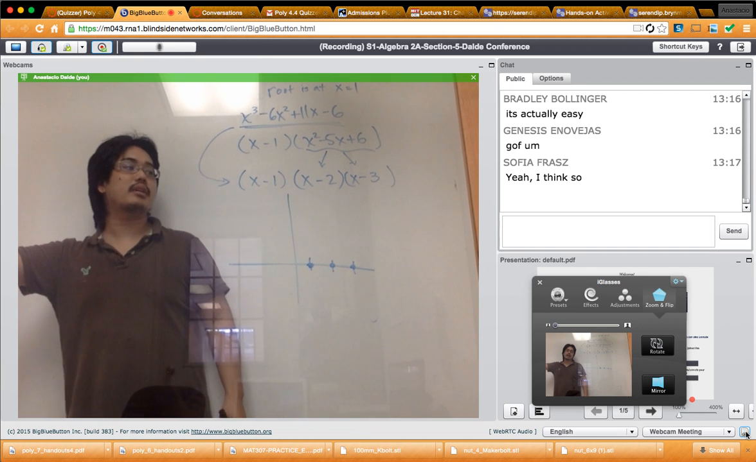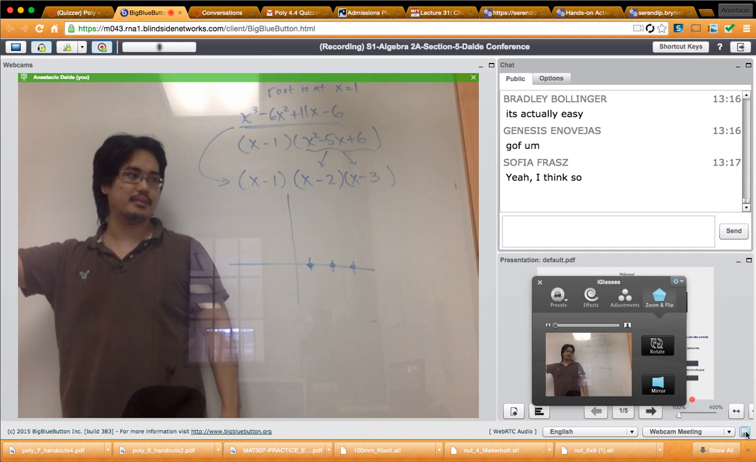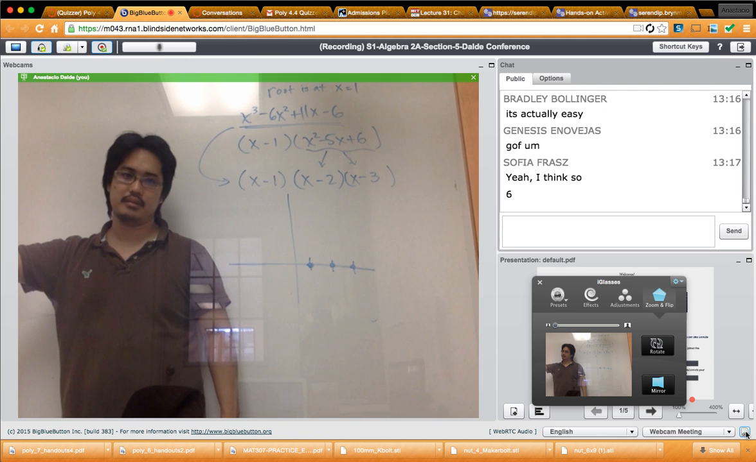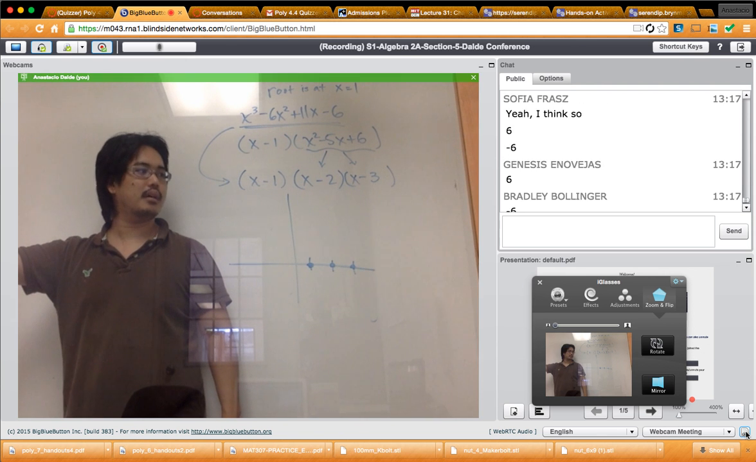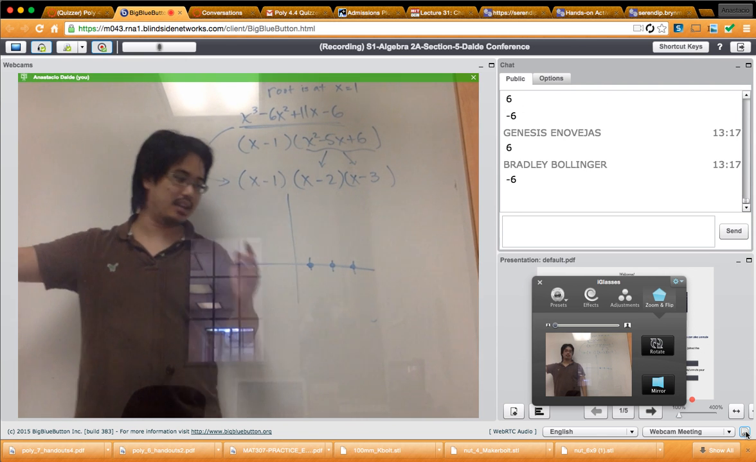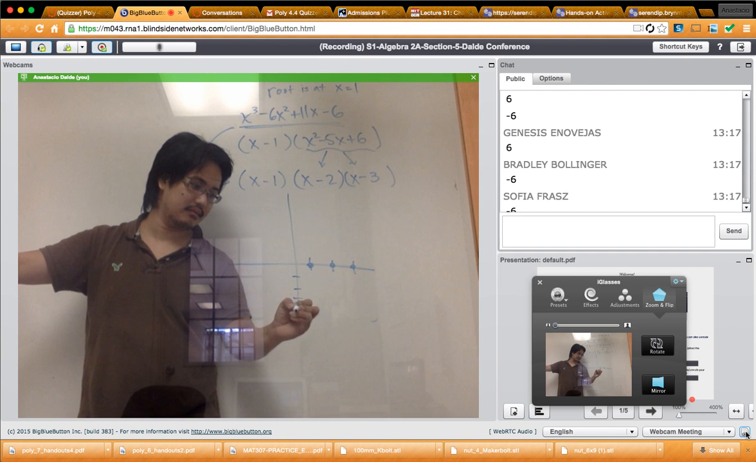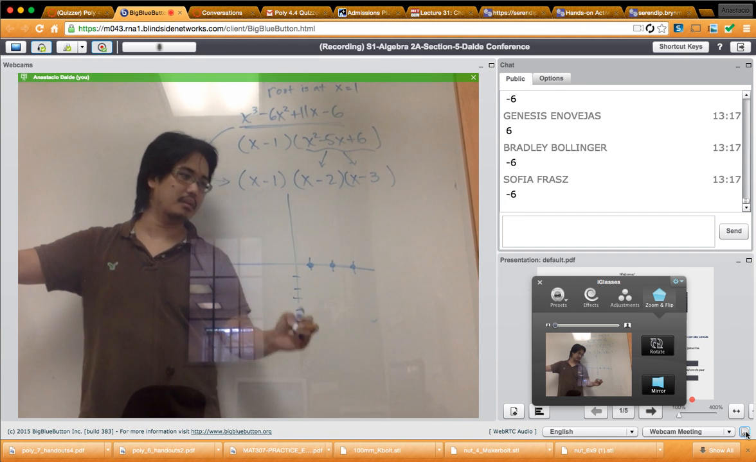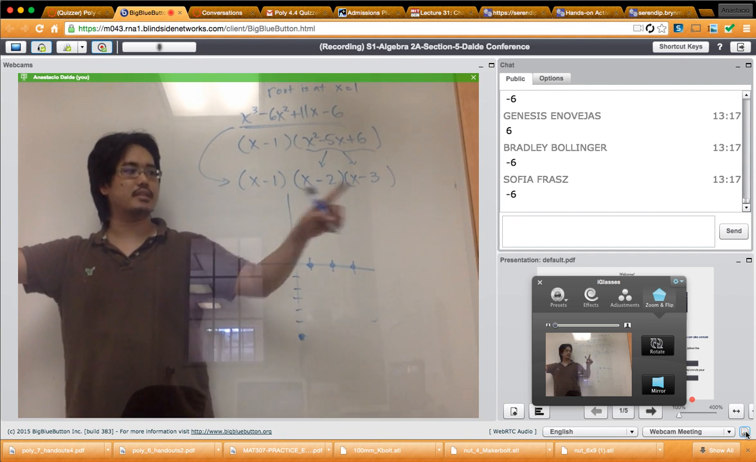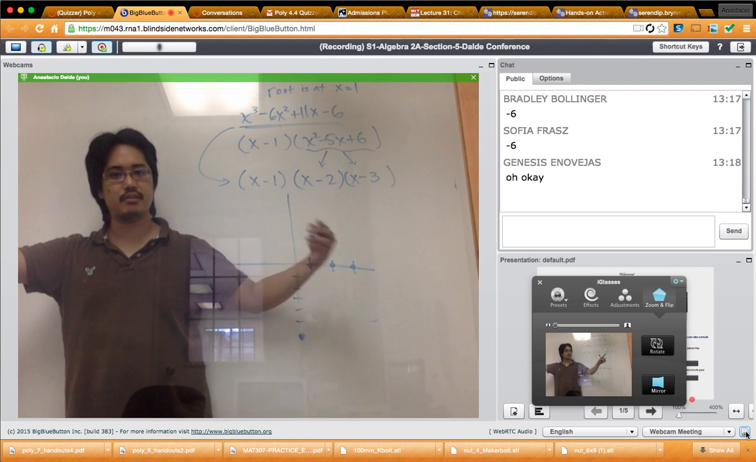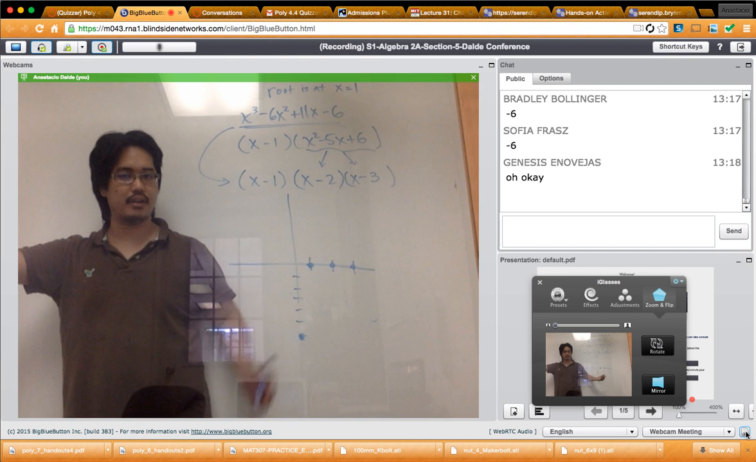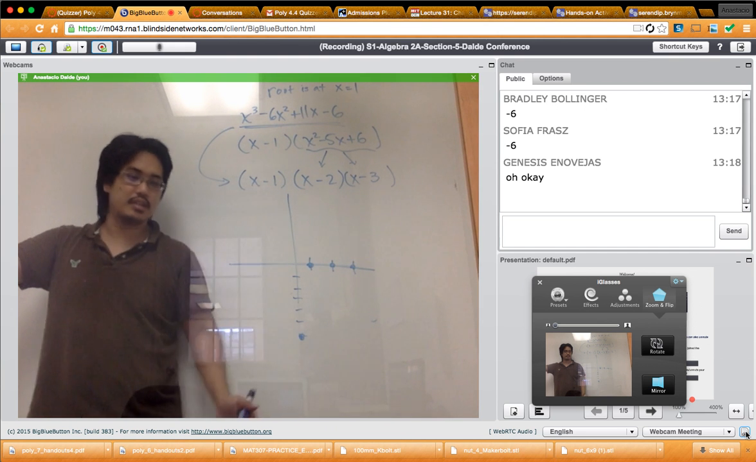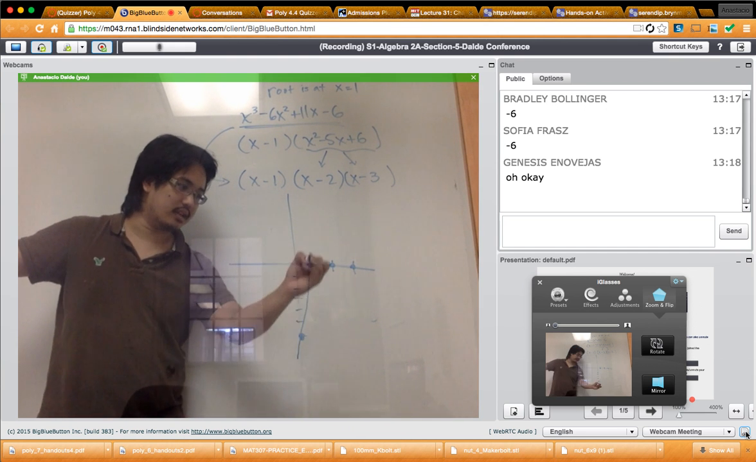Where is the y-intercept? Close. It's actually at -6. Because if you plug in 0 for all the x's, you have -1 times -2 times -3. 3 negatives makes a negative overall, and you have -6. So I would venture to say that your graph looks like this.